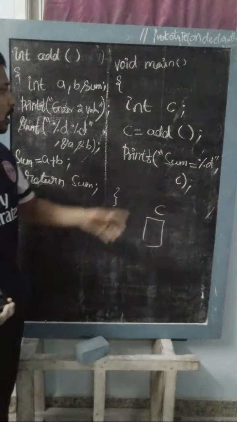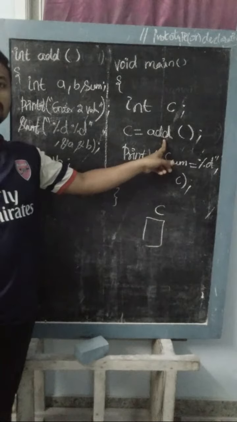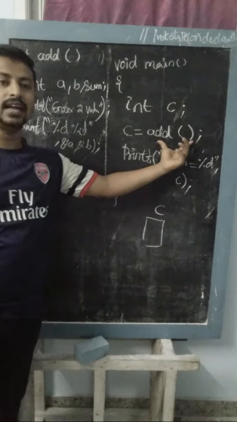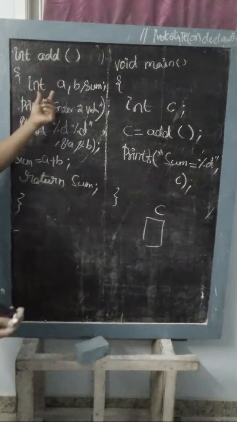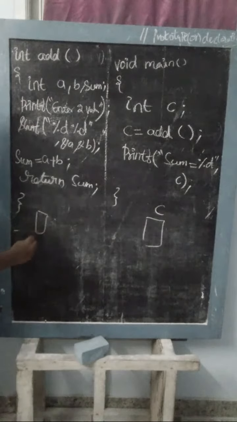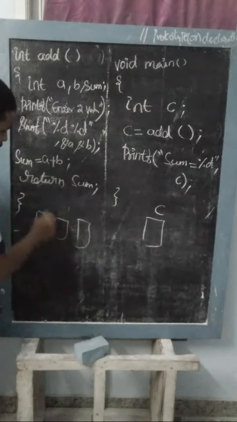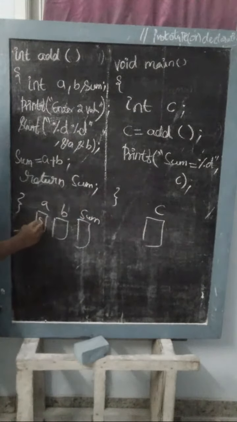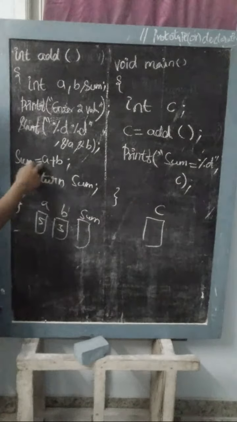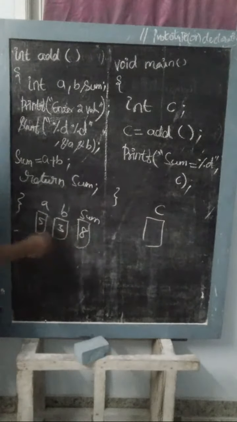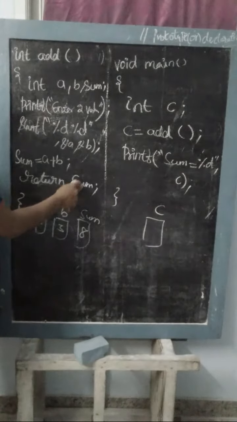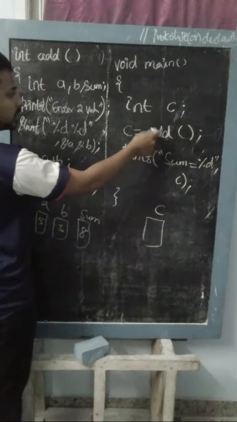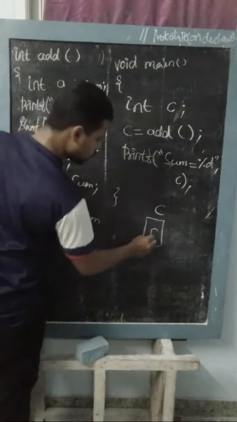I repeat: whatever value is returned by the add function will be stored into C. We are calling the function called add. Three variables are created here: a, b, and sum. We are getting two values, 5 and, as usual, 3, and we are adding both values. So we get 8, and return sum. The sum is 8, it will be returned here, and 8 will be stored into C.